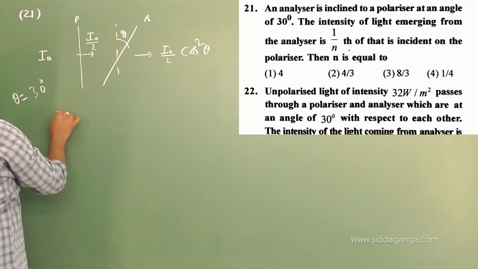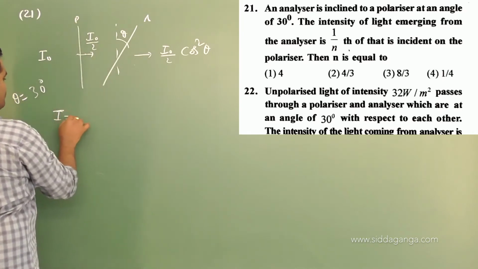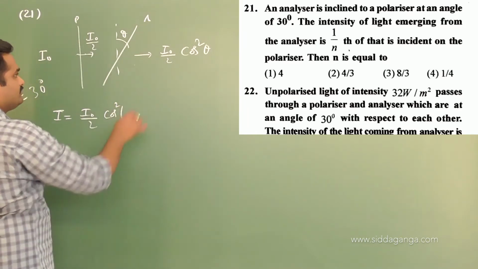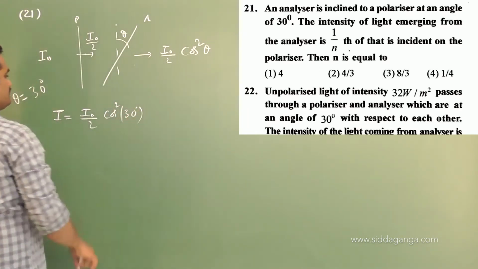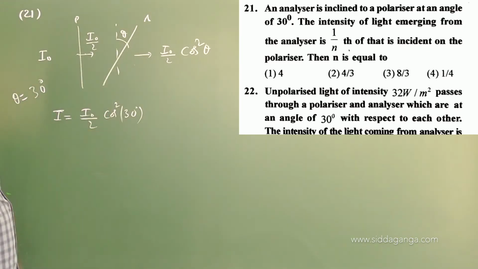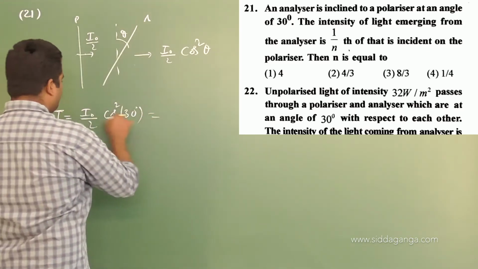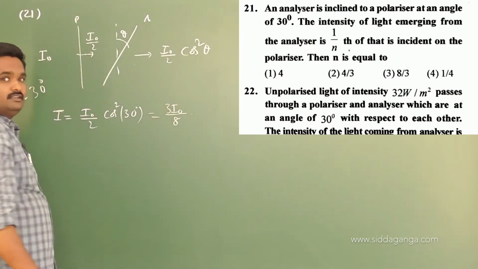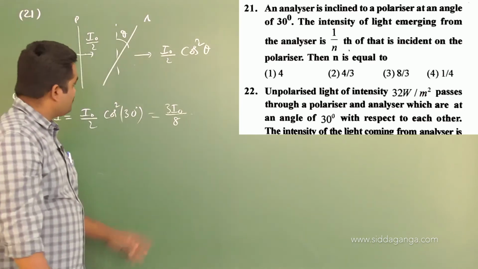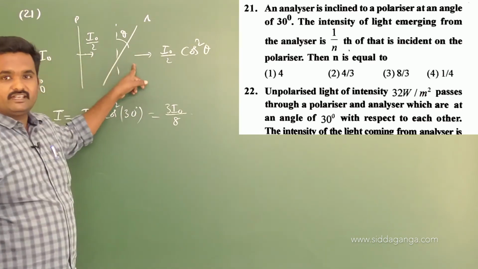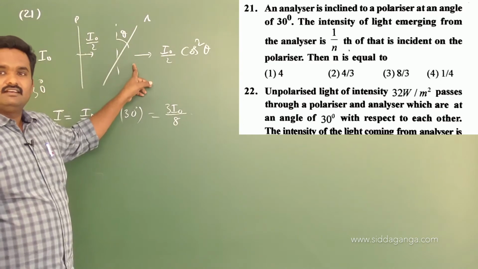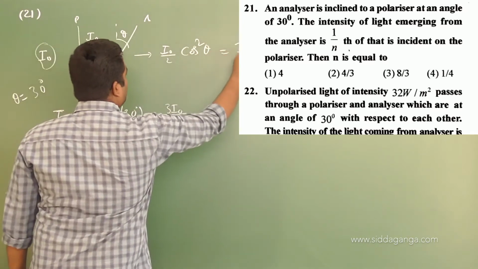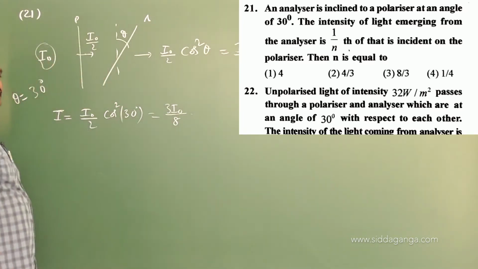So finally, the intensity I after passing through this analyzer will be equal to what? I naught by 2 into cos square of 30. Cos 30 is root 3 by 2, right? And cos square 30 means 3 by 4. 3 by 4 into I naught by 2 is 3 I naught by 8, you will get. This is the intensity. But what they are saying is, whatever light intensity we get here is 1 by nth of that incident on the polarizer, means if I naught is incident, this value is equal to 1 by nth of I naught, that is I naught by n, they have given.